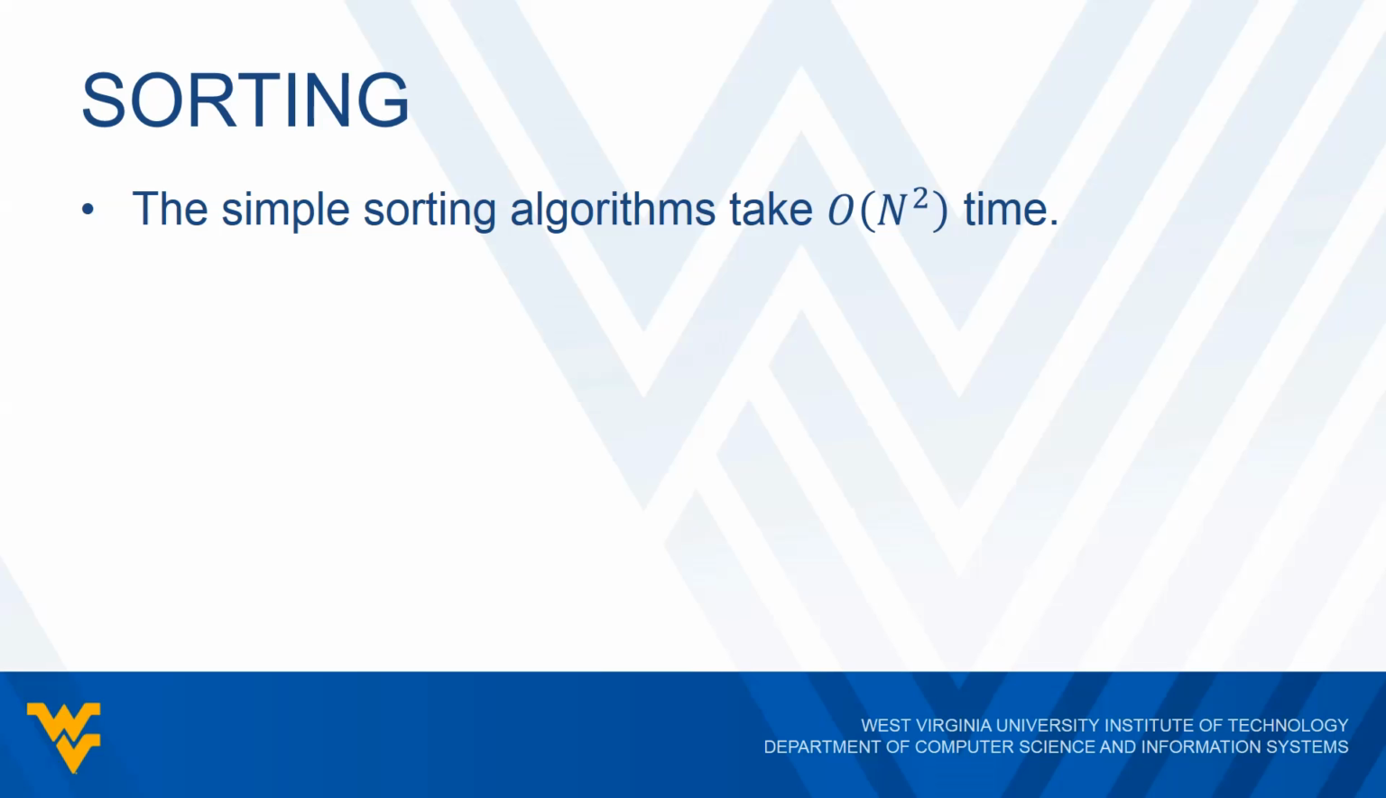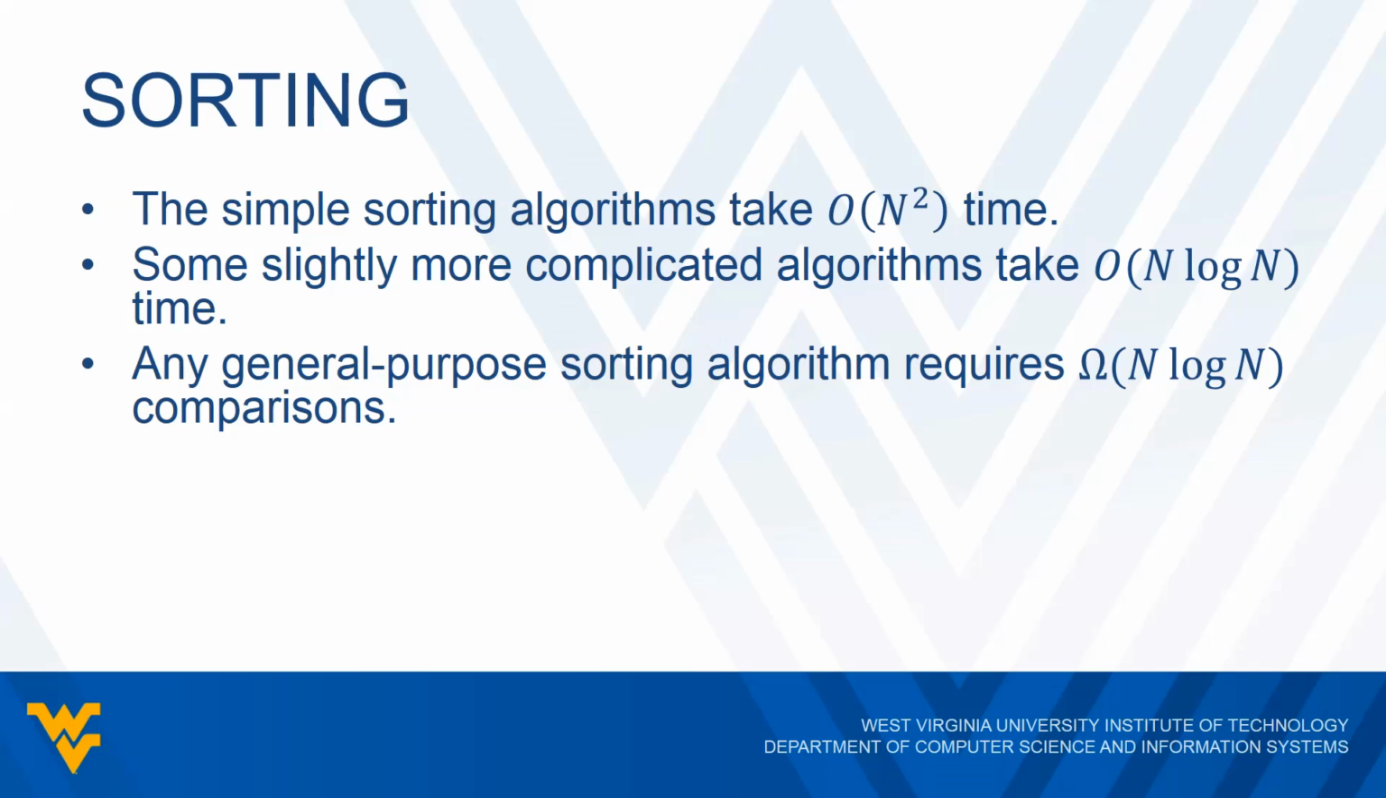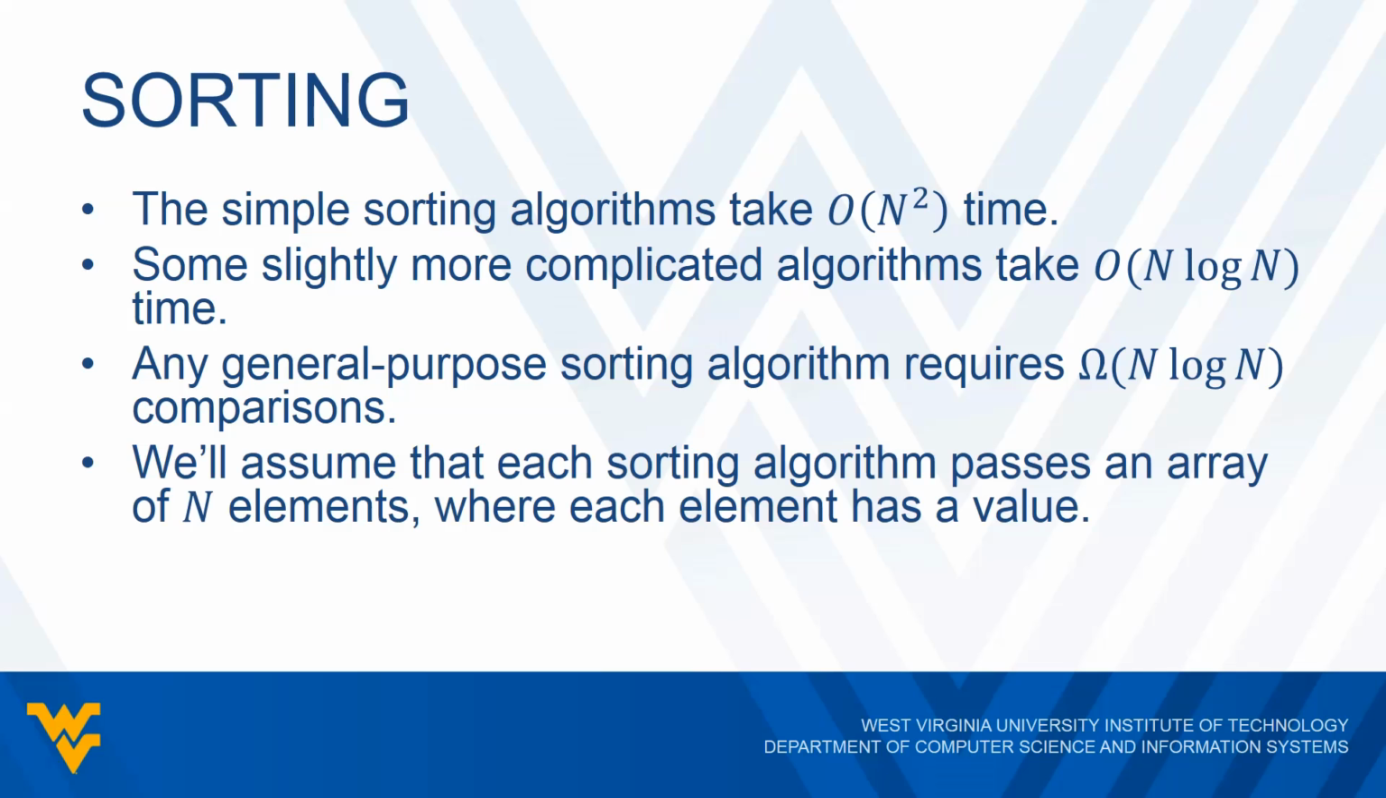But the reason why we go over these algorithms is because they are very simple to understand, and it's a great way to introduce sorting. We will take a look at some more complicated algorithms that do take O of n log n. Now, it would be nice to have linear time algorithms, and there are some special cases where we can do that, but in fact, for any general purpose sorting algorithm, it's going to require omega of n log n comparisons. So we're never going to get a linear time algorithm for sorting in general, but we can get some improvements in very special circumstances.